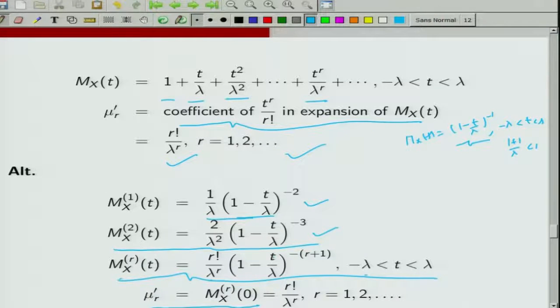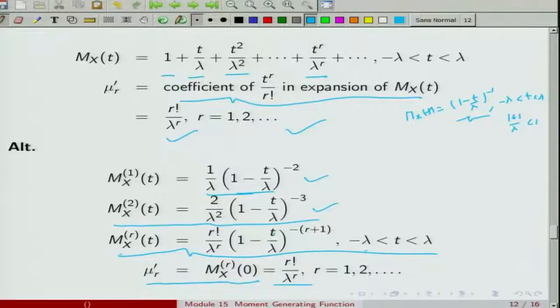So put t equal to 0. This goes away, so you get factorial r by lambda to the power r. So you can see both differentiating the moment generating function and expanding it in a Maclaurin series turn out to be very handy in determining the moments.